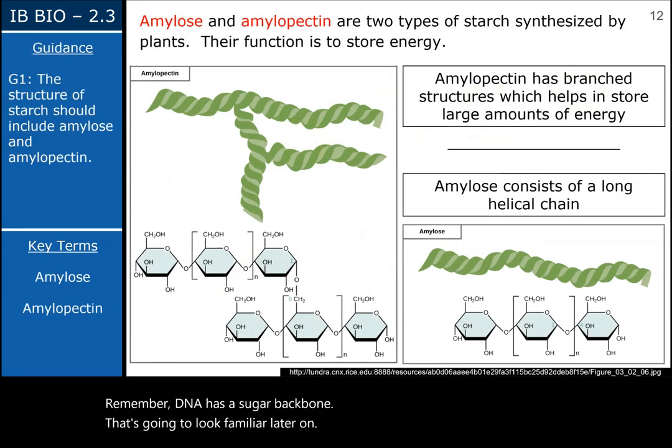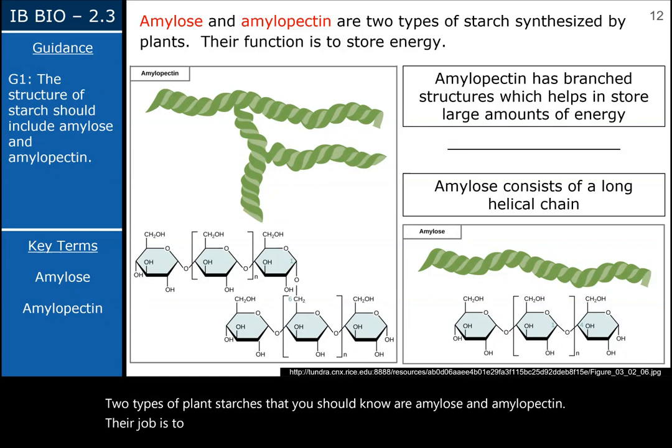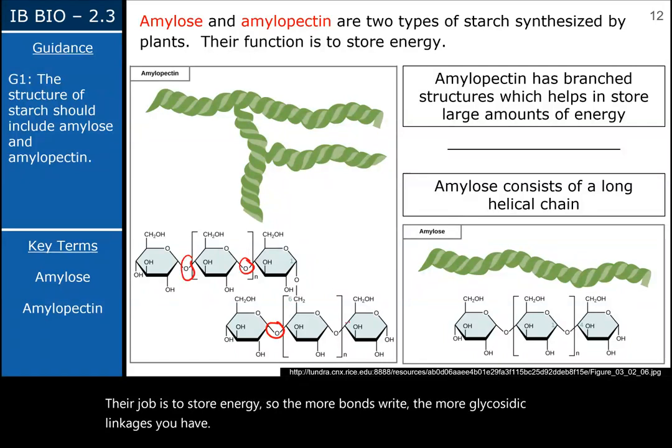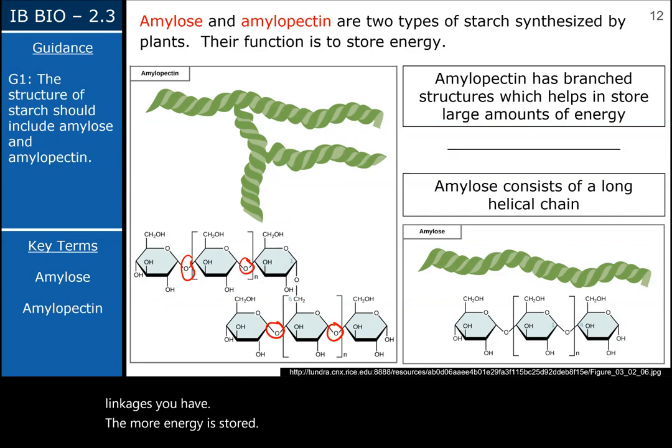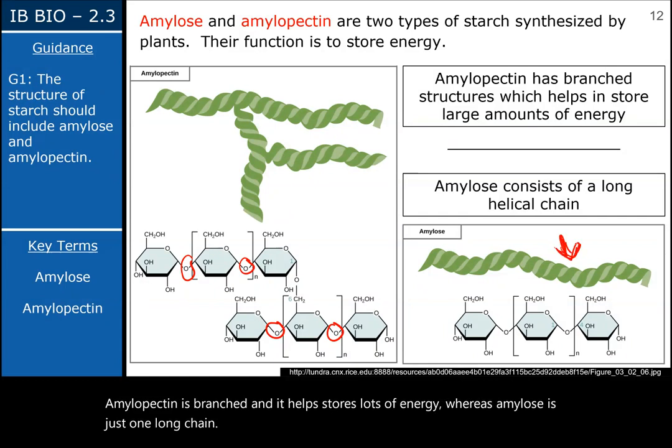Two types of plant starches that you should know are amylose and amylopectin. Their job is to store energy. So, the more bonds, right, the more glycosidic linkages you have, the more energy is stored. Amylopectin is branched and it helps store lots of energy, whereas amylose is just one long chain. So it stores less energy.